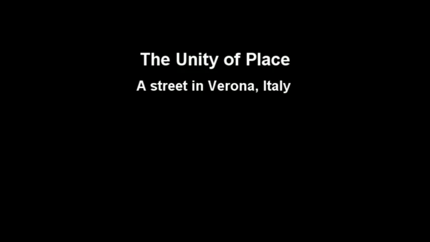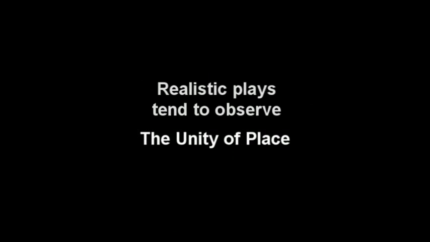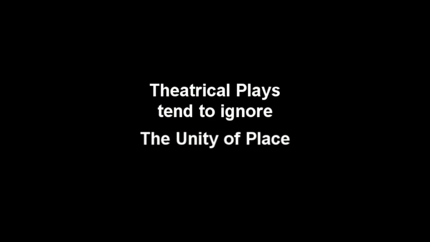It begins as a street in Verona, becomes the inside of the Capulets' house. It eventually becomes the Capulet garden outside Juliet's balcony. At one time during the action, the stage moves from Verona to Mantua, an entirely different city. Realistic plays tend to observe the unity of place. Theatrical plays tend to ignore this unity.